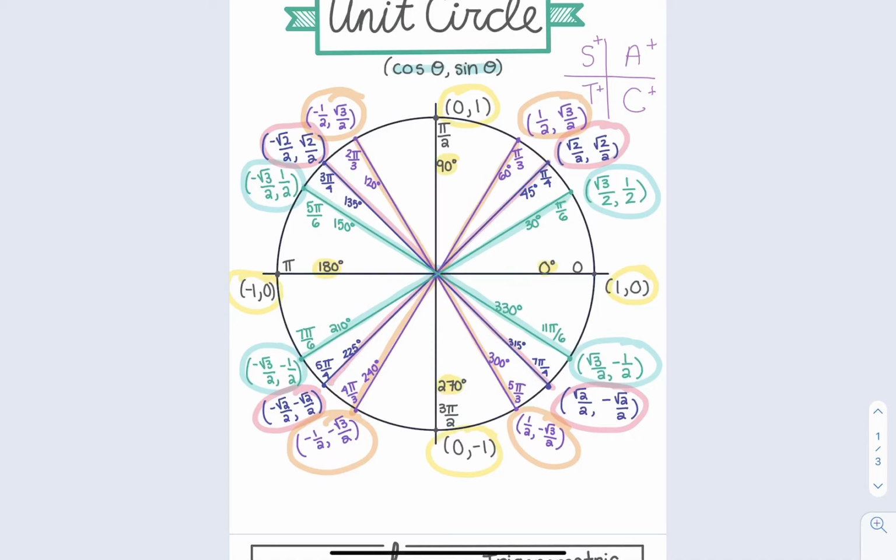You might notice as well that there are these little pi over 6, pi over 4, pi over 3. We're going to learn about that really soon, what those are there for. So you can copy them down for now if you want, but I don't expect you to know what those mean for a little bit.